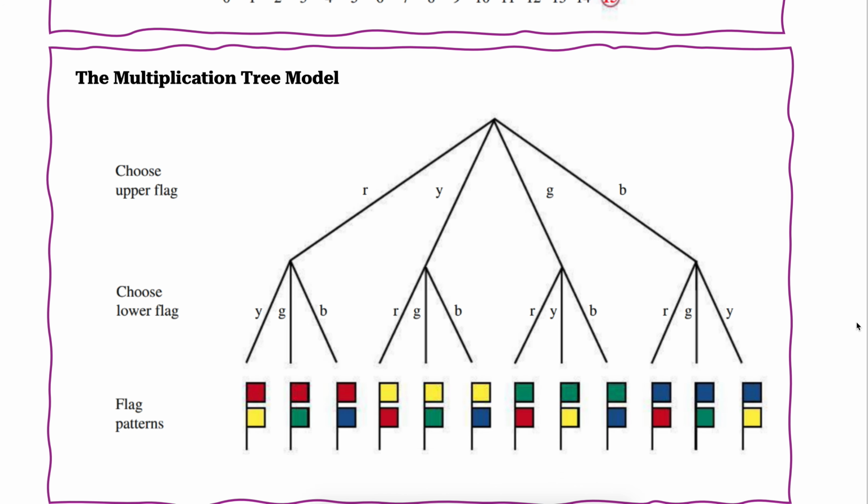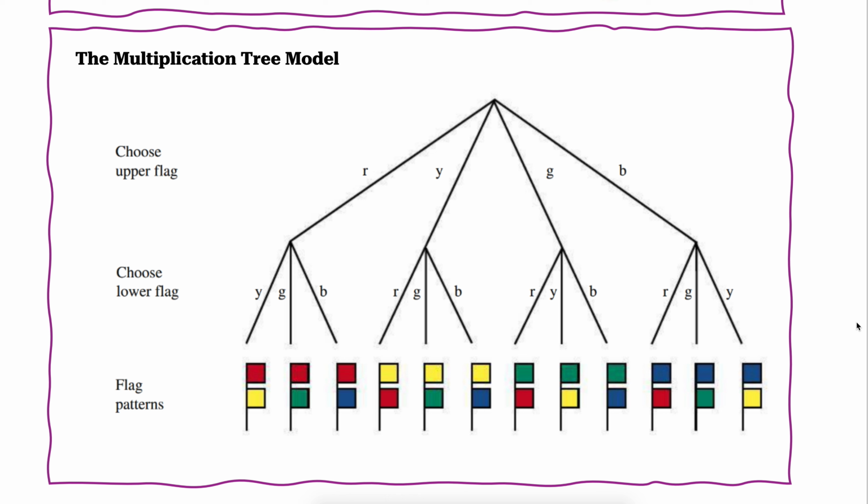The next one is a little more abstract. Probably you'd want to use this with some upper level elementary age kids. And this is a multiplication tree model. This is something that's used even at the college level when we are showing counting outcomes, especially in terms of probabilities. So what we have here is a demonstration of 4 times 3.